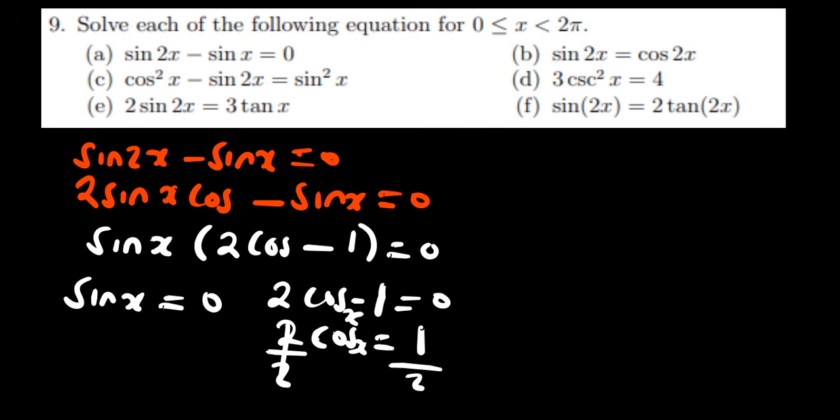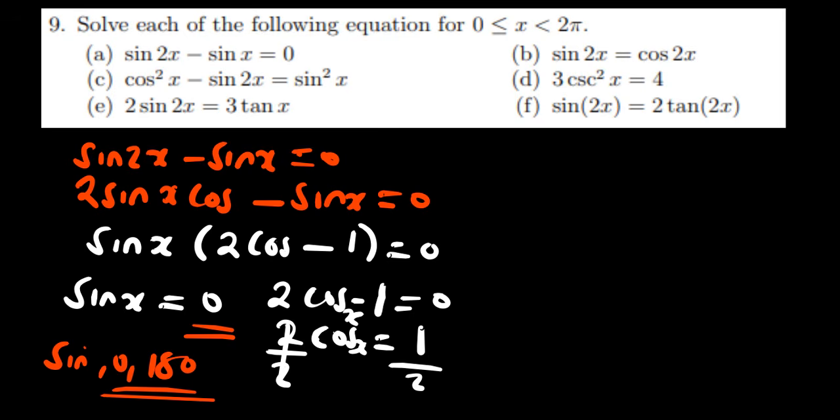Now sine is 0. Where else is sine 0? From that table that we solved at first, sine x can be 0 at just 0, and sine is also 0 at 180. So for sine, we have two answers, 0 and 180. Let's come to cos.